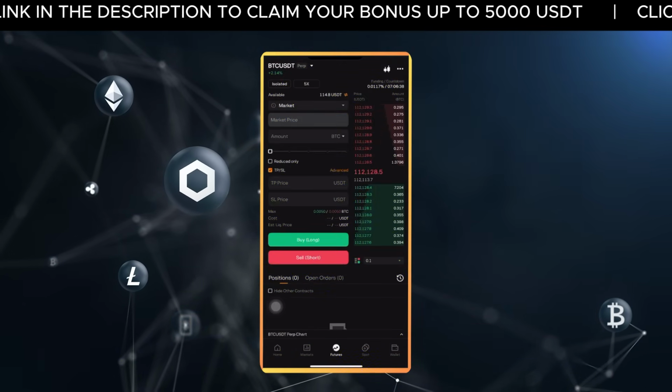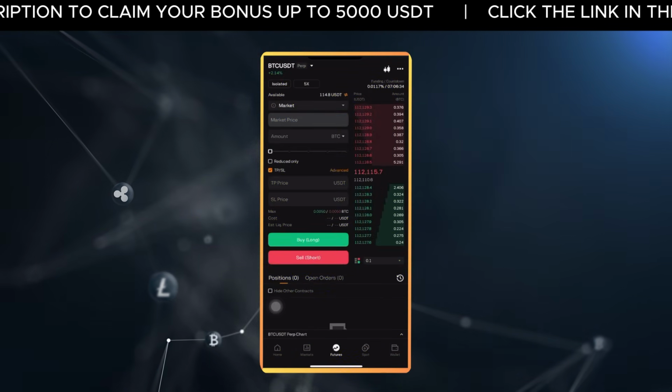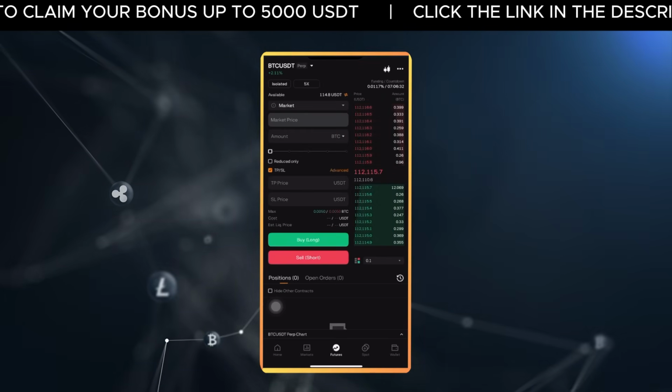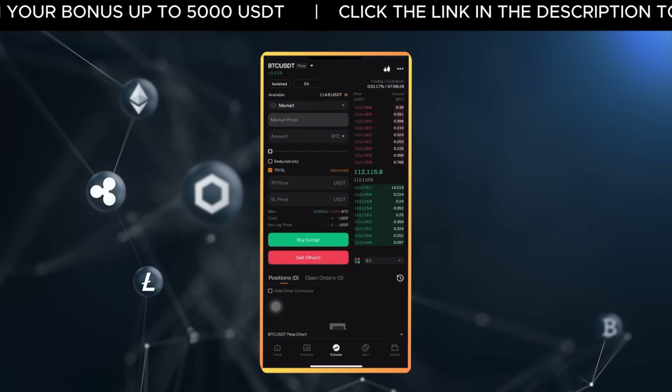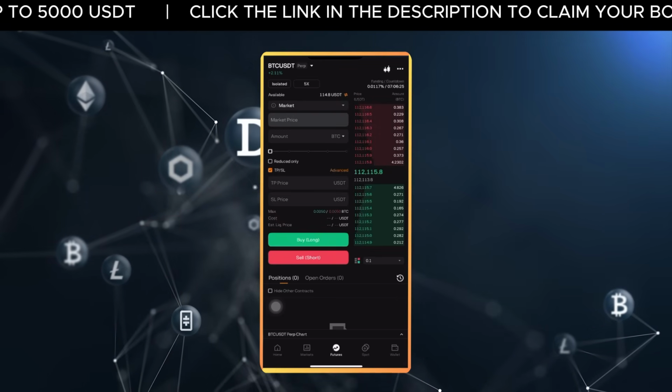Whether you're going long or short, always understand three things: the order type, the leverage, and the risk involved. Start small, use isolated mode, and trade with a plan.